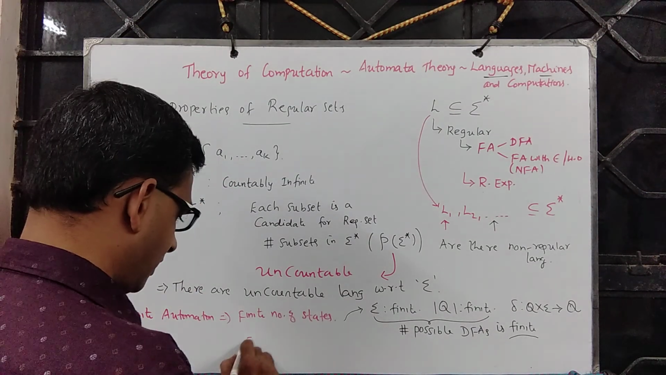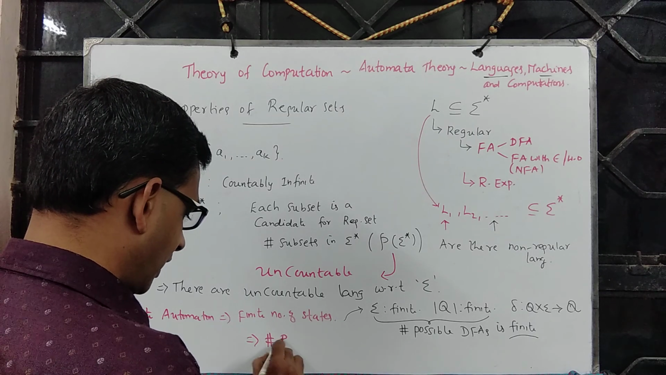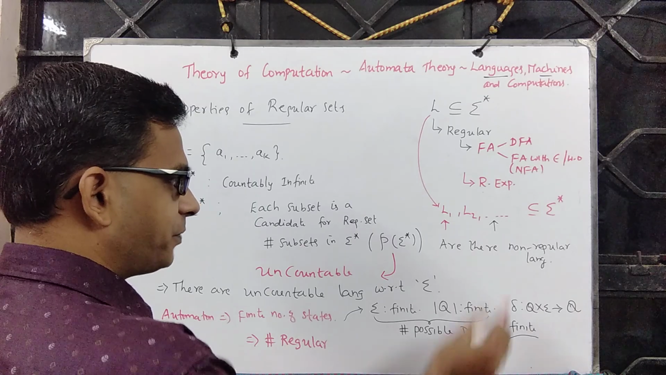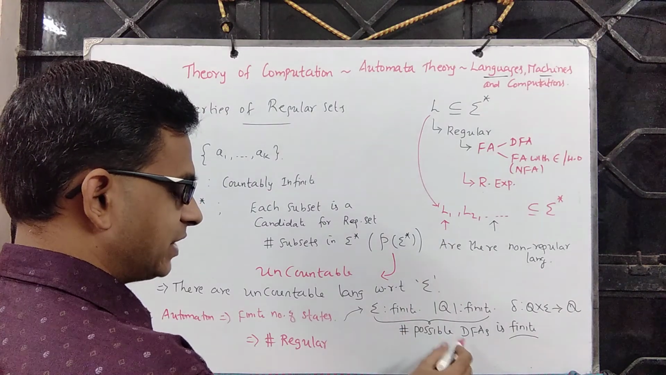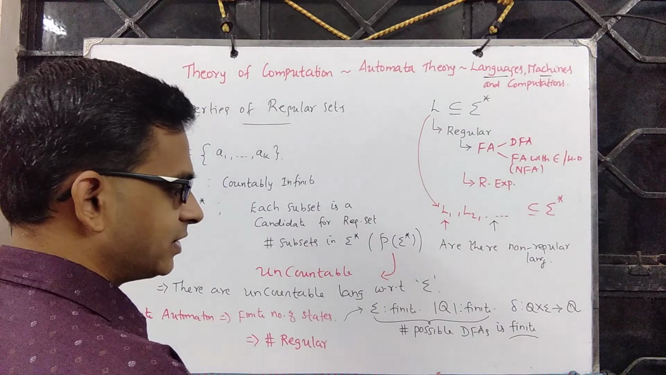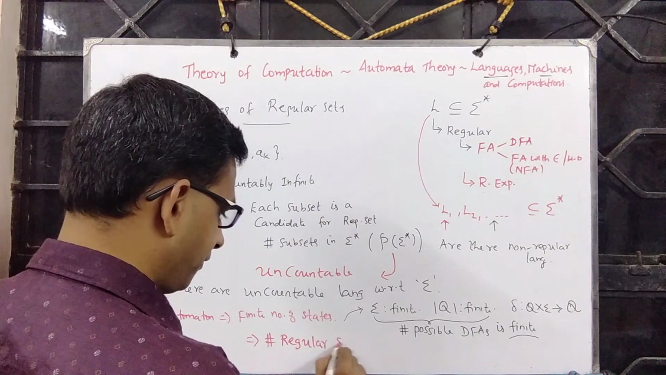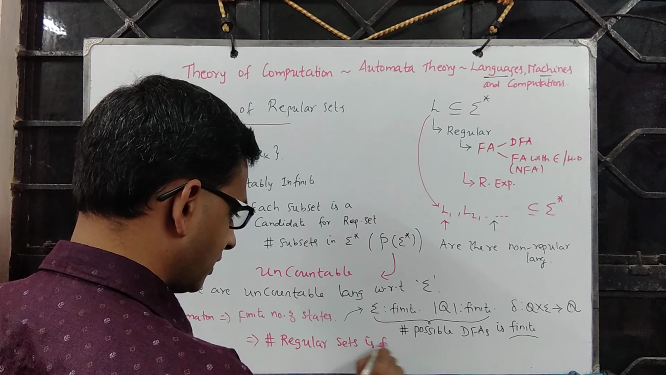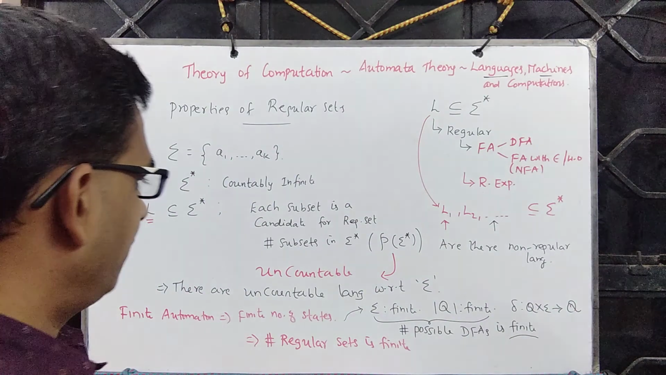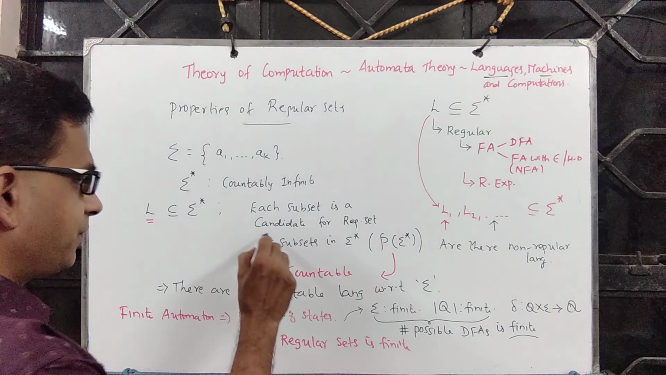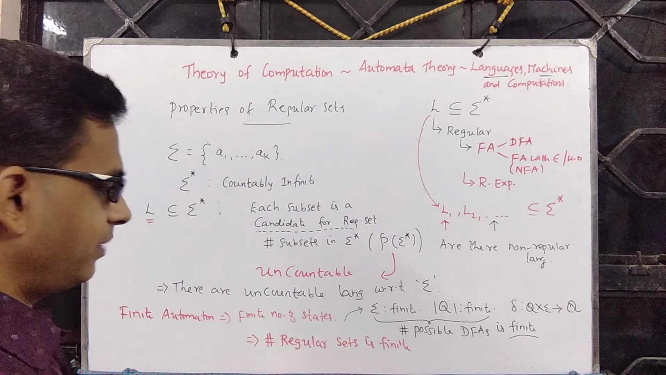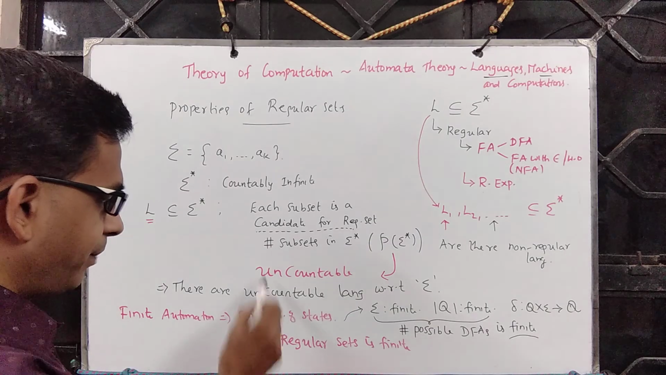This implies that the number of regular sets is finite, because for each DFA you can come up with a regular expression, which means the underlying set of strings, or the underlying language, is regular. But we know the number of candidates for regular sets is uncountable. So there is a gap.